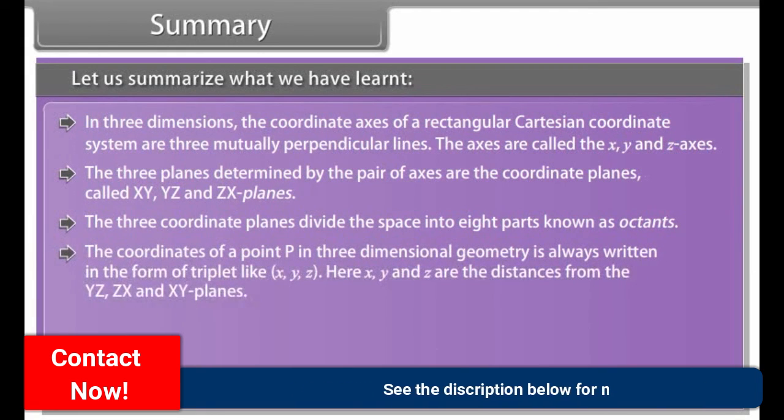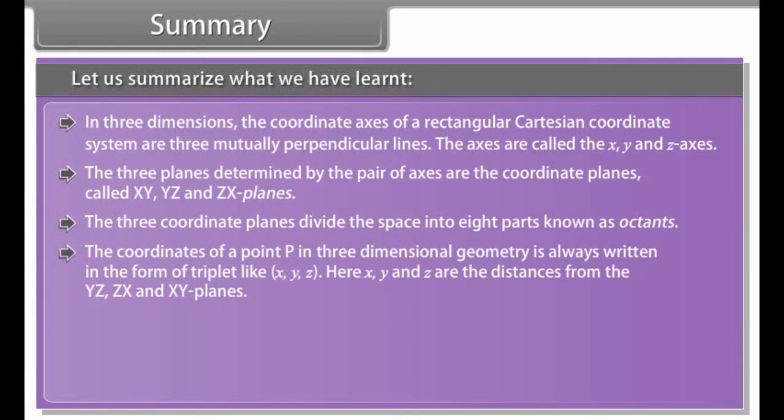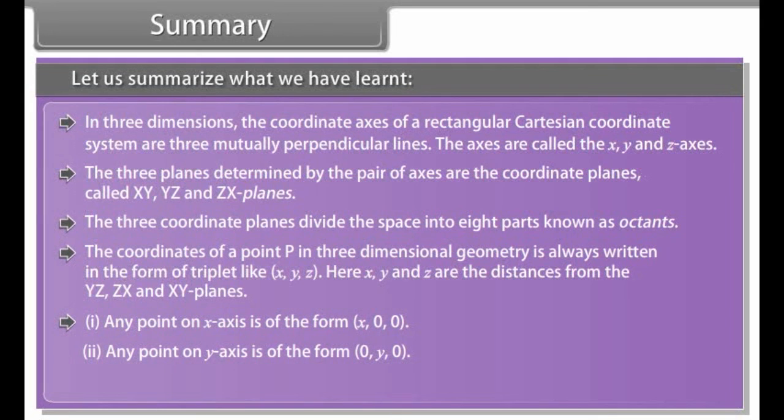The coordinates of a point P in 3-dimensional geometry are always written in the form of a triplet like (x, y, z). Here, x, y and z are the distances from the yz, zx and xy planes. Any point on the x-axis is of the form (x, 0, 0). Any point on the y-axis is of the form (0, y, 0). Any point on the z-axis is of the form (0, 0, z).